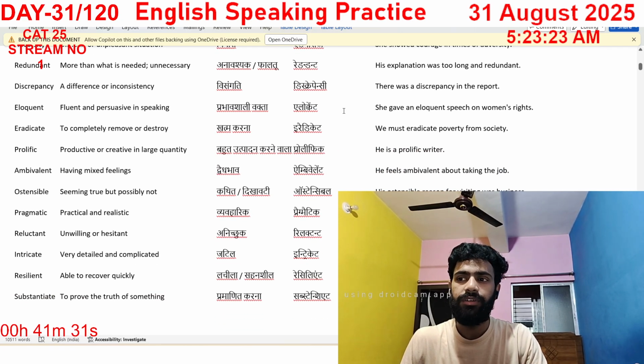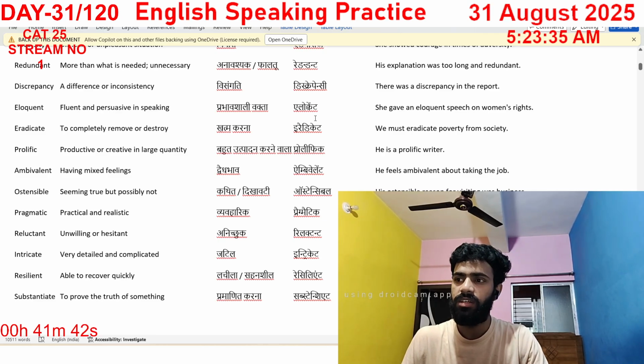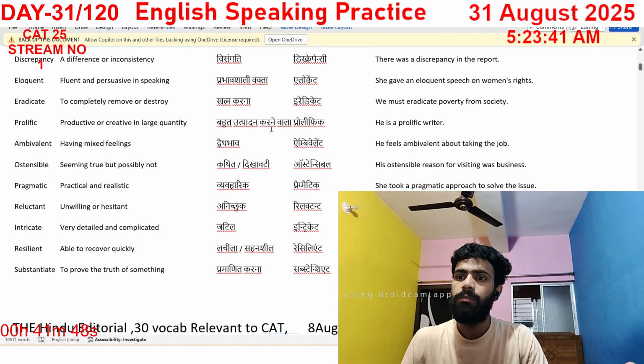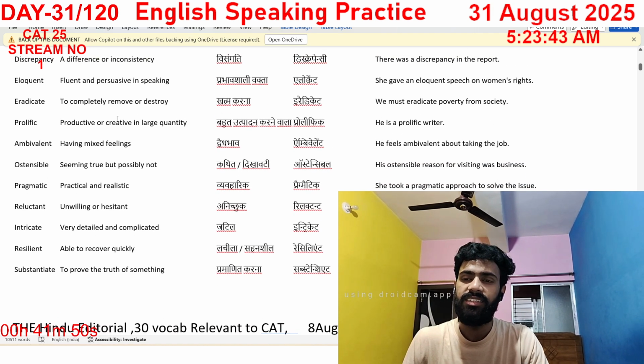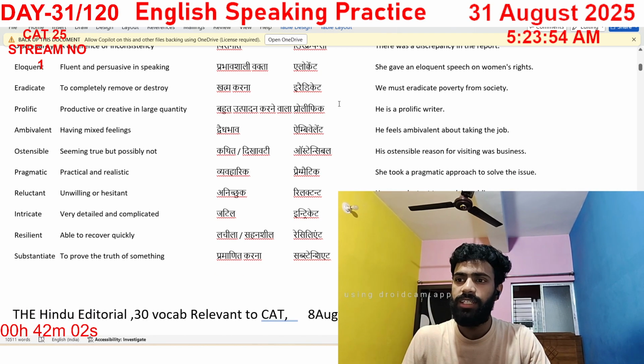Then eloquent. Eloquent means fluent and persuasive in speaking, means प्रभावशाली वक्ता. She gave an eloquent speech on women's rights. Eradicate. To completely remove or destroy, खत्म करना. We must eradicate poverty from society.